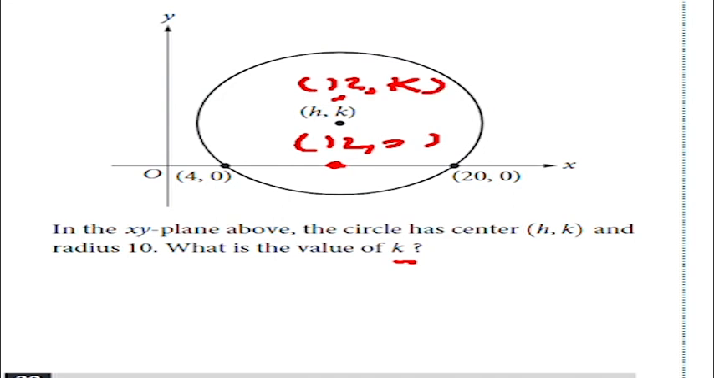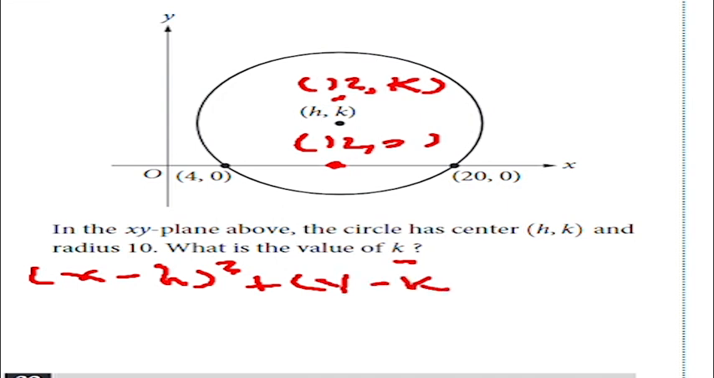All right, so we're looking for k, and what we got to do is use this formula. Very, very important formula. Whenever you have circles, I guarantee that you will have at least 3 questions that are going to be somewhat like this. You're going to have (x minus h) squared plus (y minus k) squared is equal to r squared.